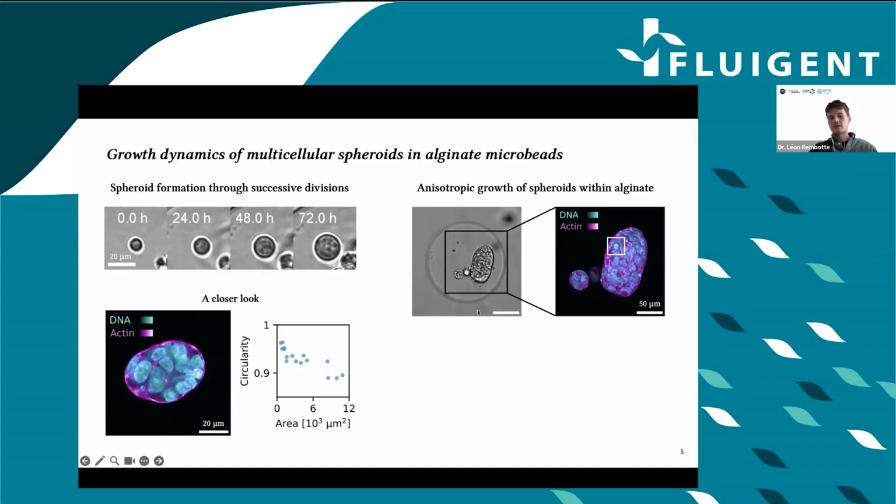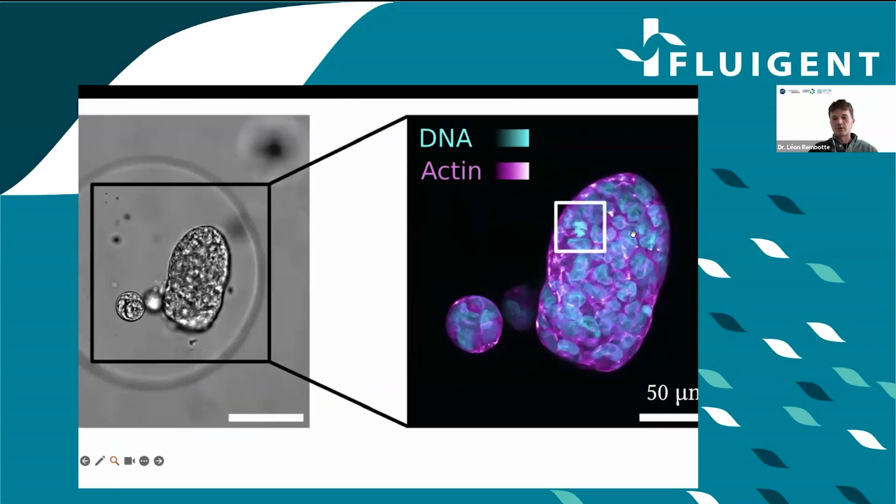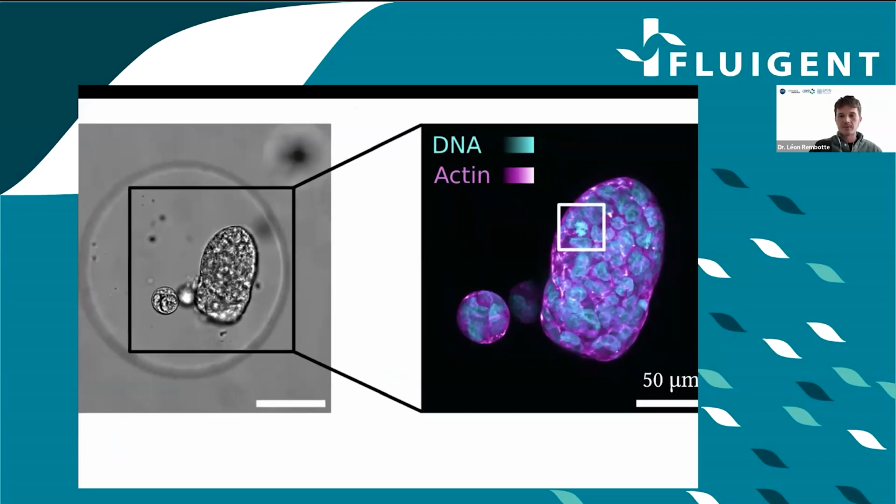So again, as you can see here, this is just an image of one microbead where you can see small aggregates being perfectly spherical and large aggregates having a more ovoidal shape. And this is just, sorry for the zooming, an image of a cell dividing in our microbeads.